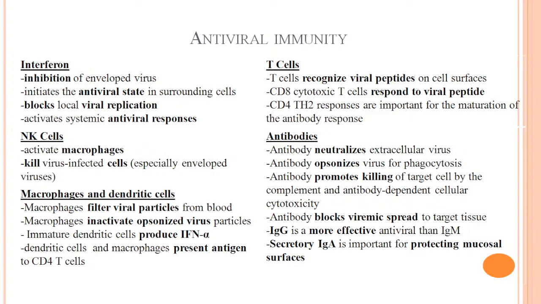This process of killing of intracellular viruses is mediated by natural killer cells, mostly natural killer cells, and sometimes by CD8 cells. Then antibodies also opsonize virus for phagocytosis. They provide successful phagocytosis. Then antibodies promote killing of target cells by the complement and antibody-dependent cellular cytotoxicity.